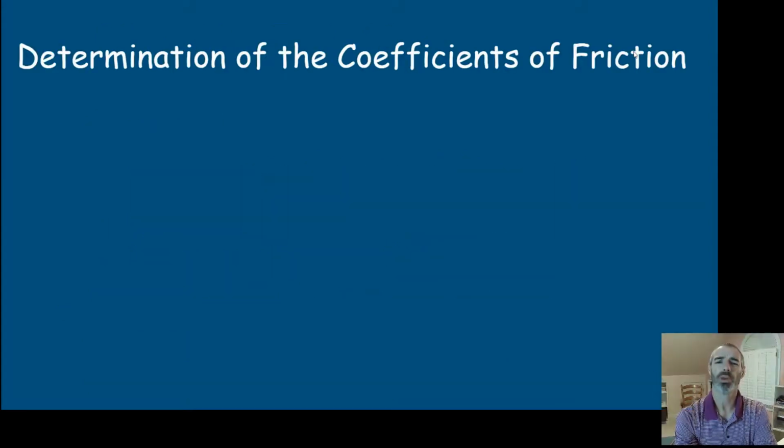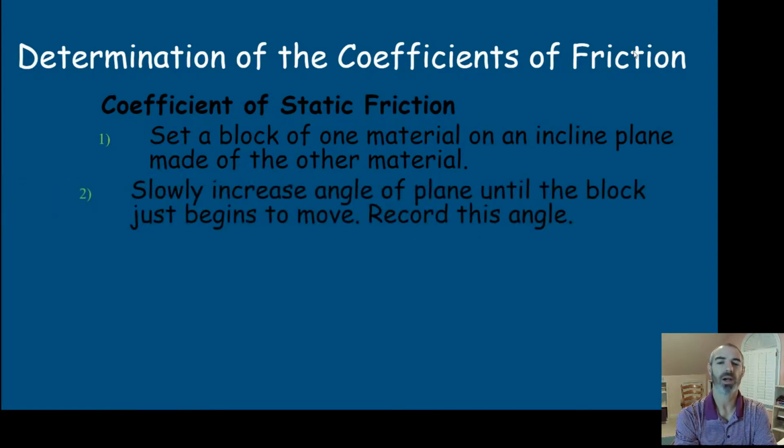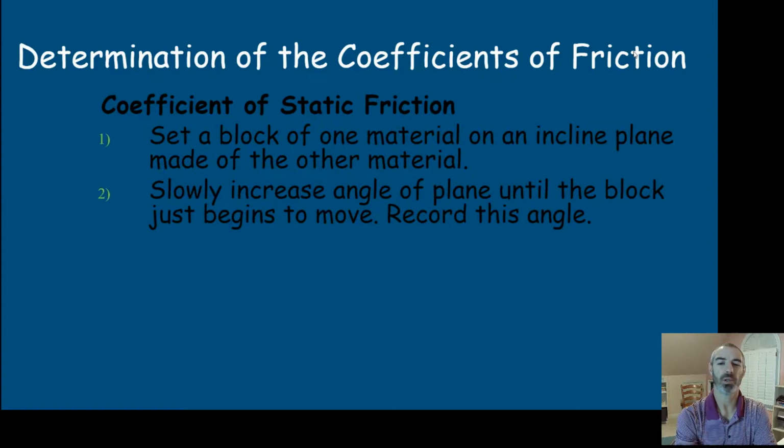So if we're going to determine the coefficients of friction, such as the coefficient of static friction, here's an experiment you could do to find the coefficient of friction between two surfaces. Set a block of one material on an inclined plane made of another. Slowly increase the angle of the incline until the block just begins to move and record the value of this angle. We can calculate mu of s by simply taking tangent of theta. How do we get that to even work out? So let's look at an example of why it's tangent of theta.